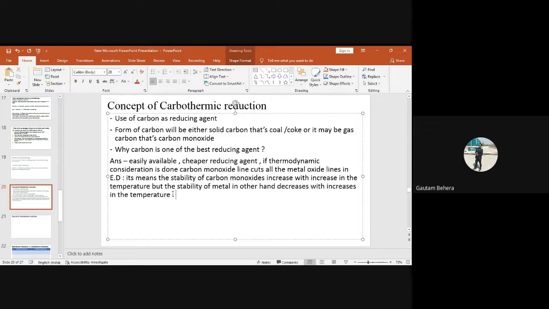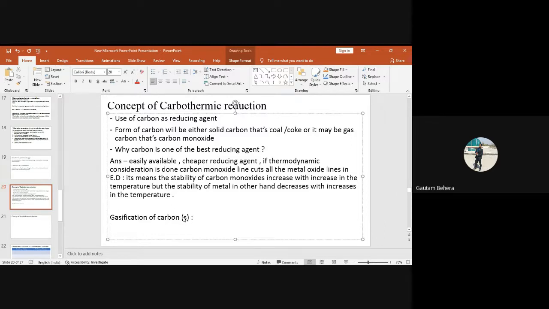That is actually called the solution loss reaction. That means there is a loss of carbon in the form of solution, and that solution is carbon monoxide. And this carbon monoxide is also a gaseous reducing agent. Fine. So I can write the reaction. That is also called gasification. Gasification of carbon. Here the carbon is solid, you have to remember. Gasification of carbon, where carbon is solid.